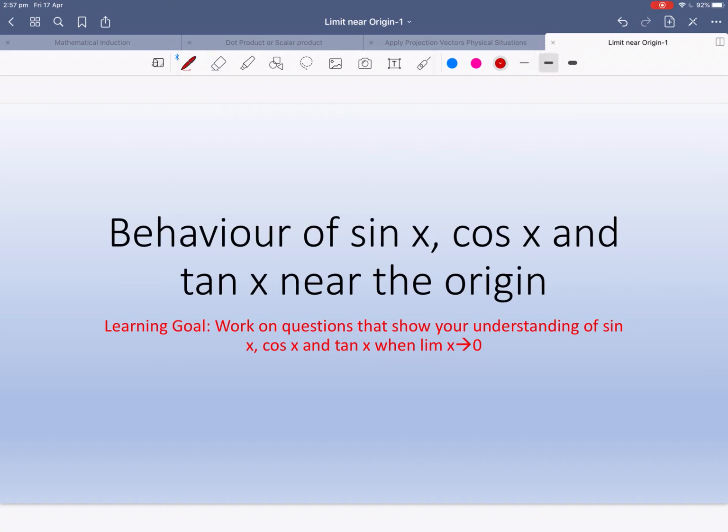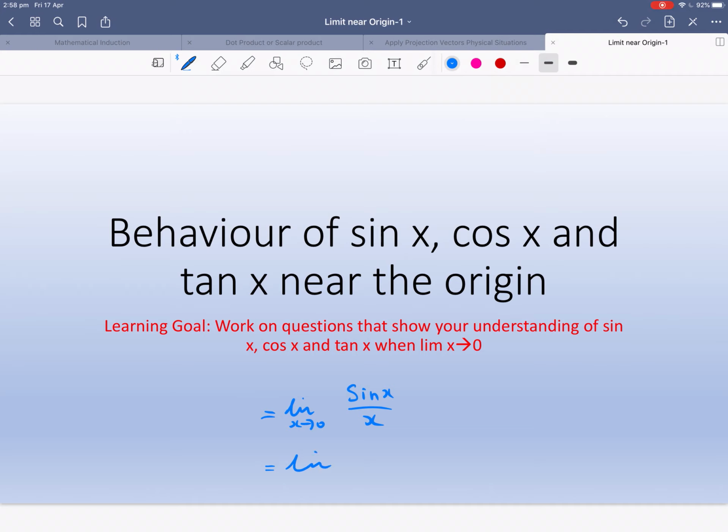This is looking at the behaviour of sine x, cos x and tan x near the origin, and work on questions that show your understanding of this. Essentially we're looking at what happens when the angle approaches 0 for these functions. Sine x is the one we'll be using the most.